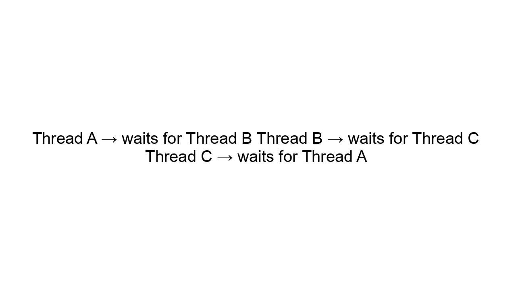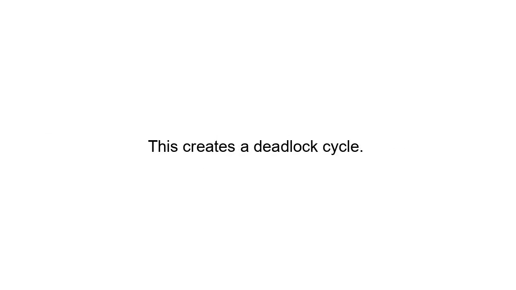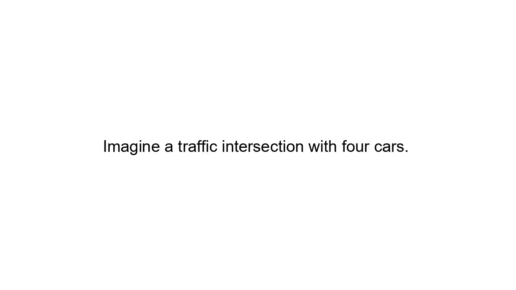Example. Thread A waits for thread B. Thread B waits for thread C. Thread C waits for thread A. This creates a deadlock cycle.